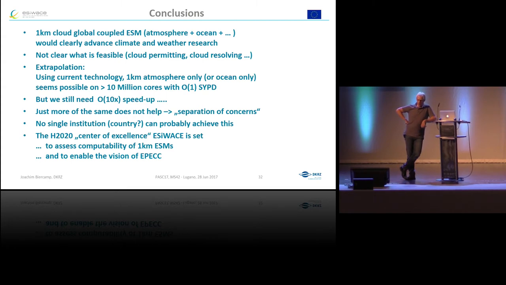Probably we have to change our models. By extrapolation, we think that it will be possible with in the order of 10 million cores. There's already a 10 million core system existing in the world, so I think the hardware will be there, but then we still need quite some speedup, and just more of the same incremental speedup of single core performance of the models would probably not help. So we need newer ideas like DSLs.